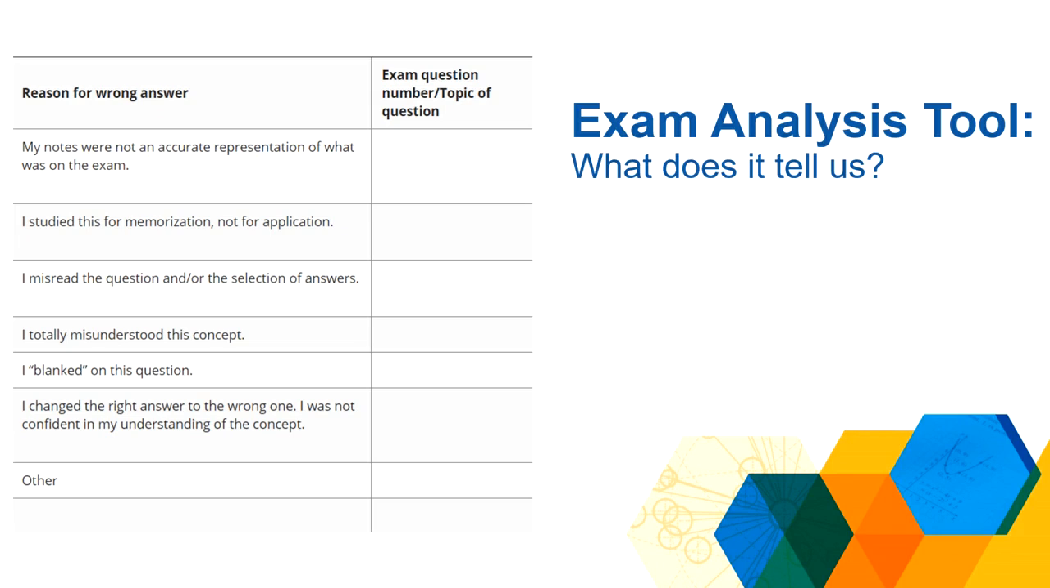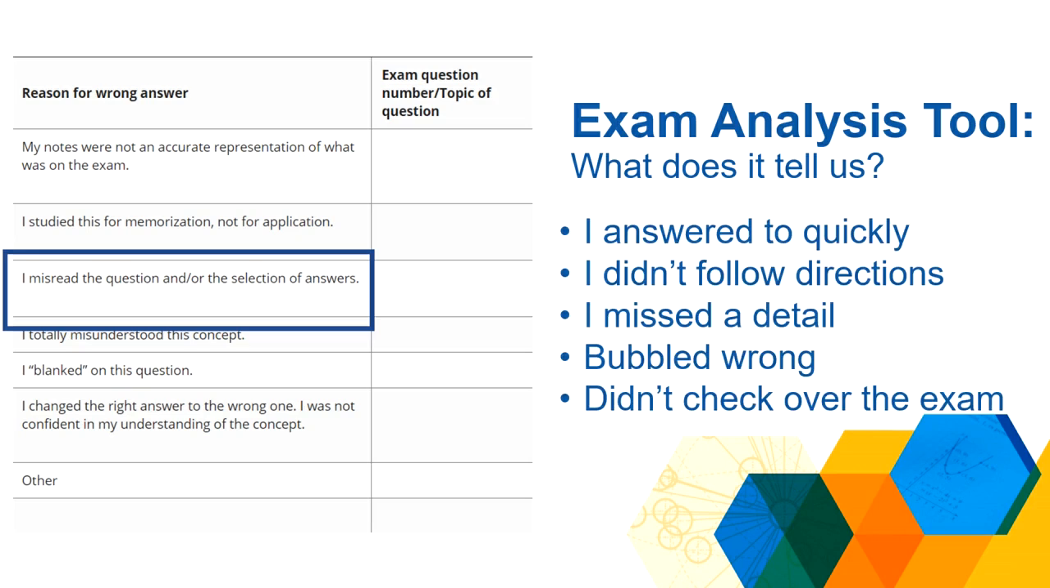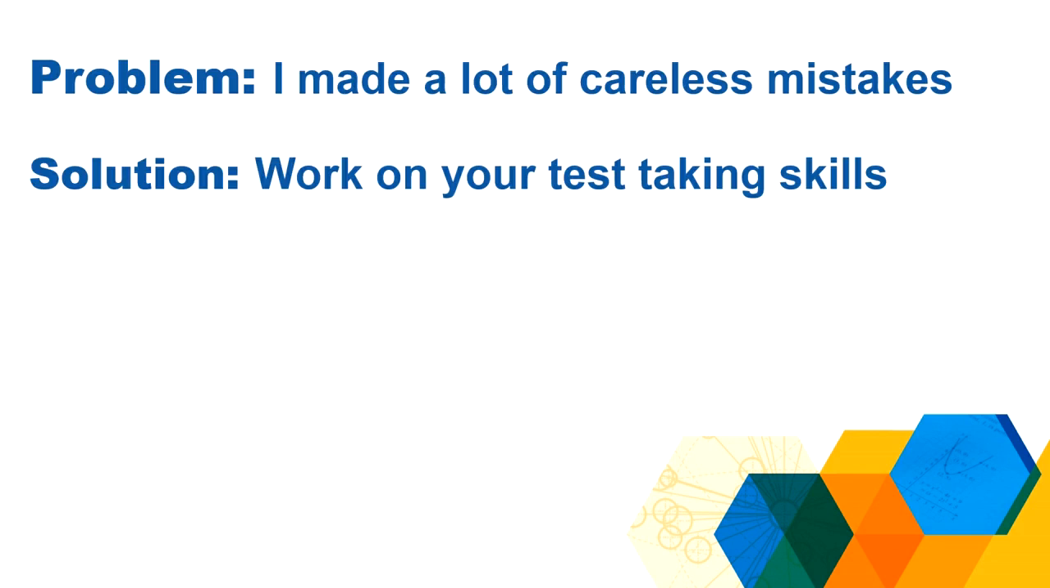Basically the way it works is if you look through all of the questions you got wrong and all of them fall into one category, that probably means that you have a weakness in that category, and that's something you can work on to do better in the future. So for example, if a lot of the questions you get wrong are things that you misread, or you answered too quickly, or you didn't follow directions, you missed a detail in the question, you bubbled wrong, you didn't check over the exam, any of those things, if you're making those kinds of mistakes over and over again, you're probably making a lot of careless mistakes. That's your problem. The solution to that is to work on your test taking skills.